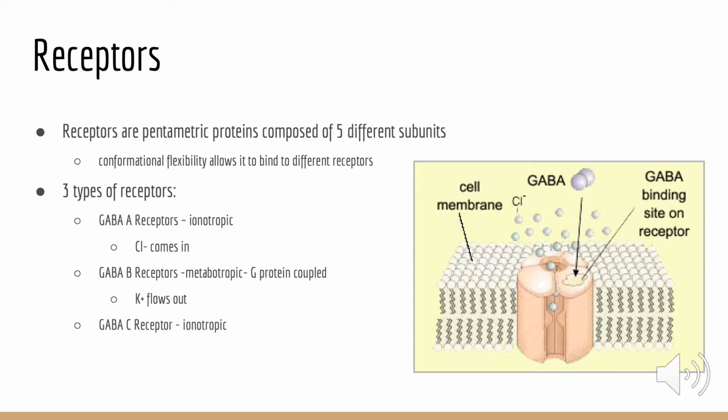GABA A and C receptors are ionotropic, and as you can see in the photo, GABA A receptors allow for negatively charged chloride ions to come into the cell, therefore hyperpolarizing it. GABA B receptors are metabotropic, and it is G protein coupled. The GABA B receptors allow for positively charged potassium ions to flow out of the cell, also hyperpolarizing it.